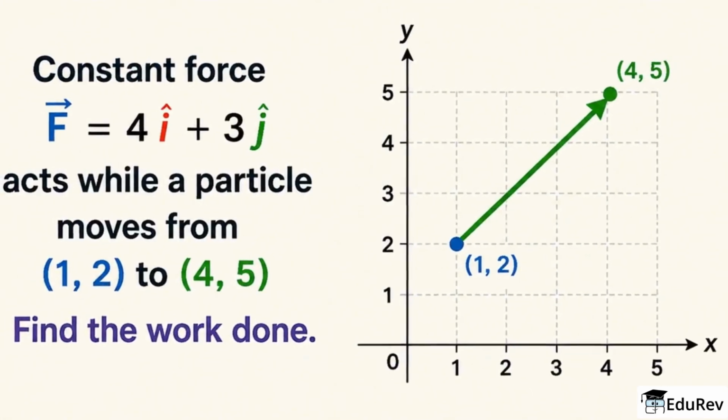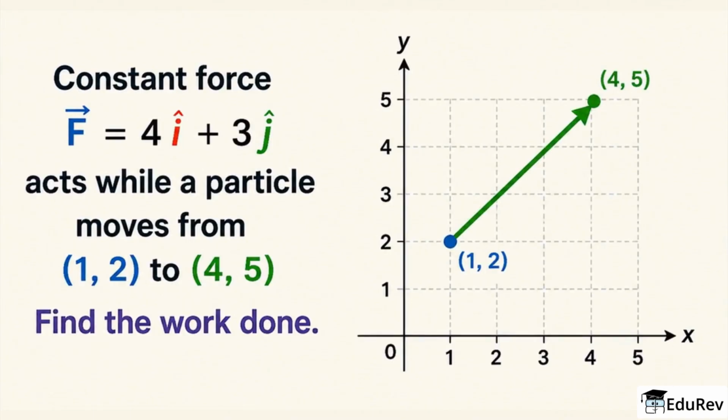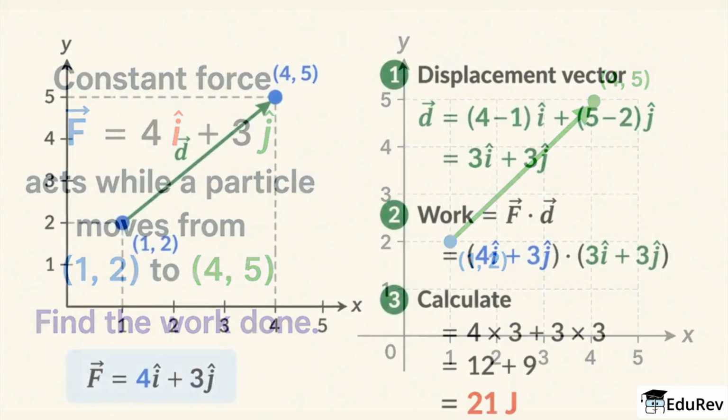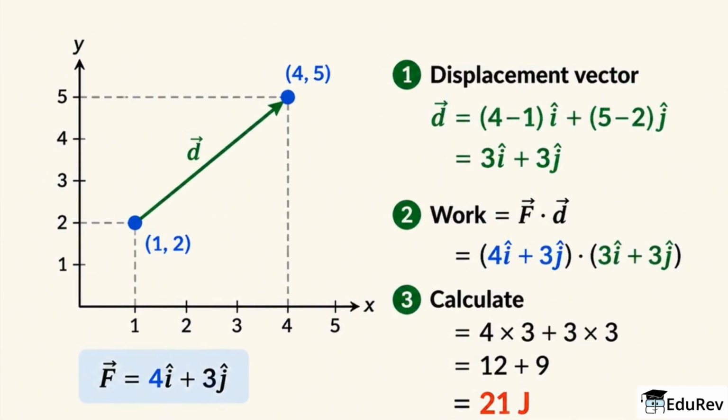Next example. A constant force F equals 4i plus 3j acts while a particle moves from point (1,2) to point (4,5). Find the work done. Compute displacement vector. From (1,2) to (4,5) gives 3i plus 3j. Then work equals dot product of force and displacement, which is 4 times 3 plus 3 times 3, giving 12 plus 9 equals 21 joules.